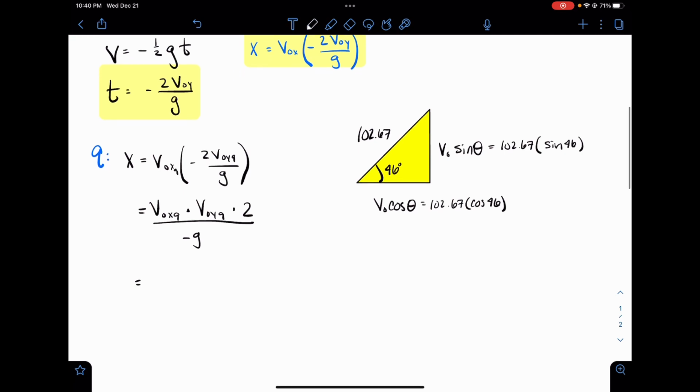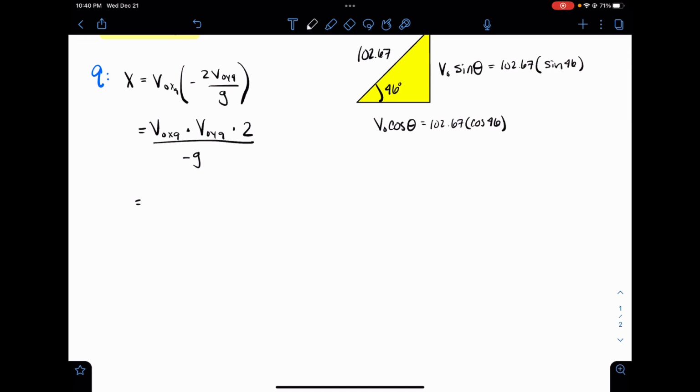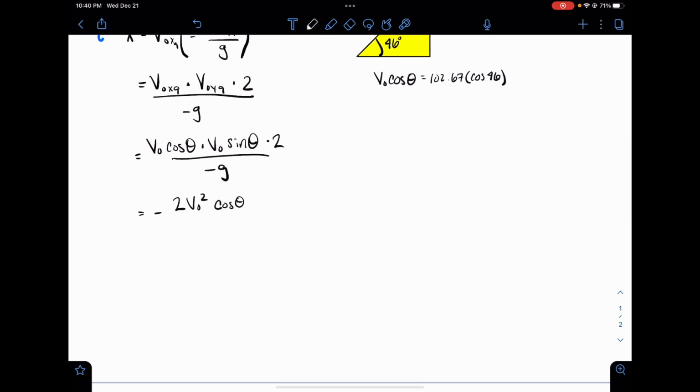We're not going to go ahead and do that math yet. We're just going to see how these fit into the equation. So we're going to all of a sudden get v naught cosine theta times v naught sine theta times 2 over negative g. So if we simplify, we're going to get negative 2 v naught squared times cosine theta sine theta over g.